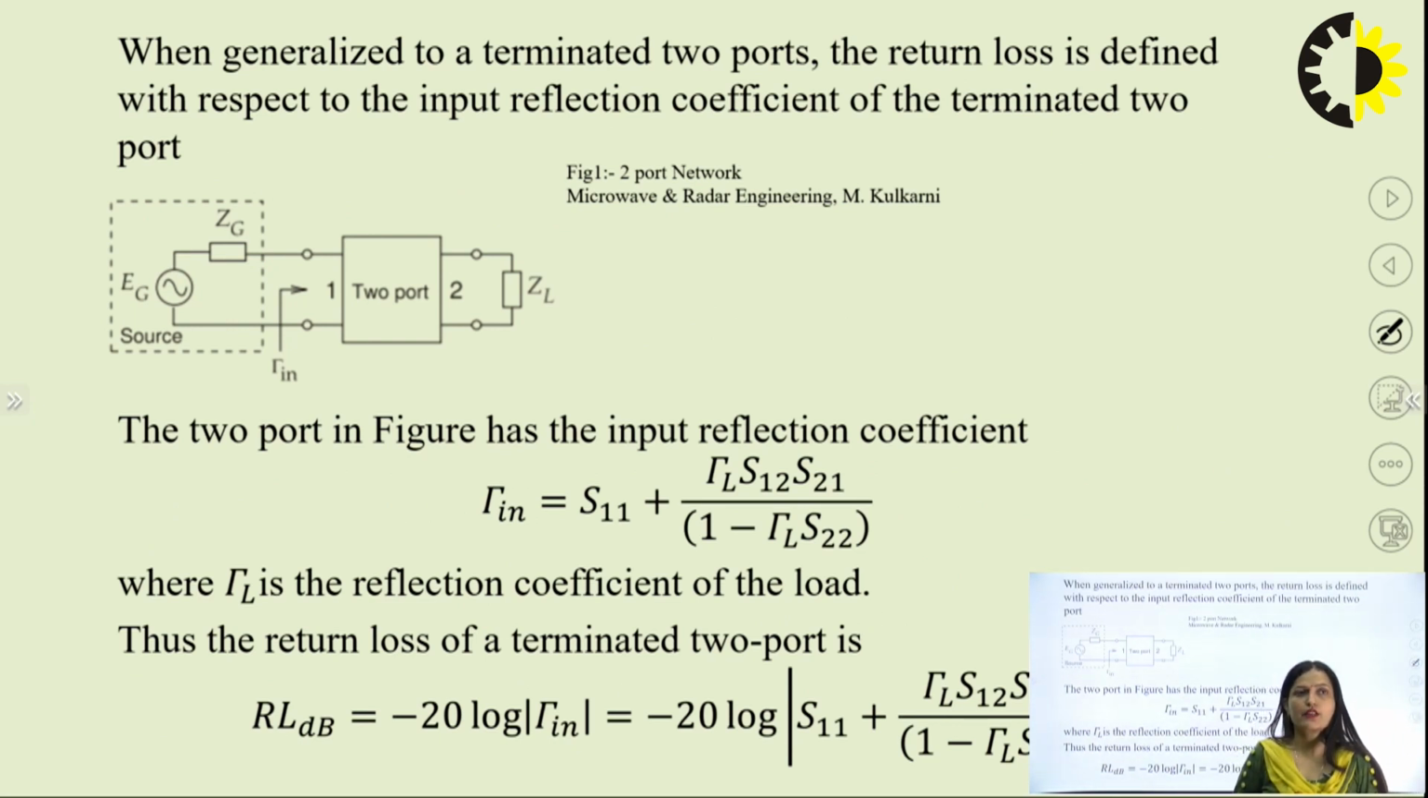When generalized to a terminated 2-port, this is your 2-port device, port number 1 and port number 2. The return loss is defined with respect to the input reflection coefficient of the terminated 2-port. So this is the source here, and this is your input reflection coefficient, rho in. The 2-port in the figure has the input reflection coefficient, and it is written as S11 plus S12, S21, over 1 minus the reflection coefficient S22. So this symbol is used for the reflection coefficient.